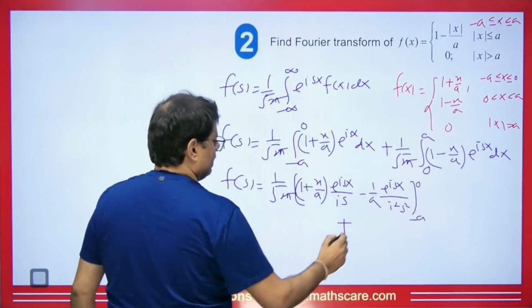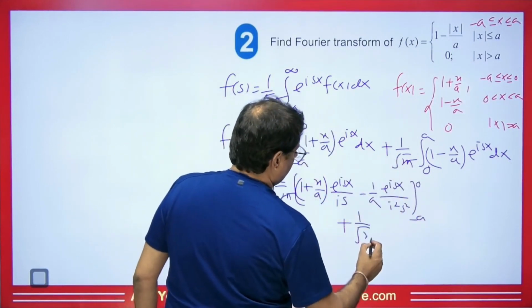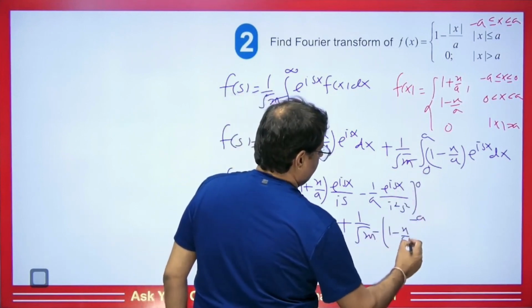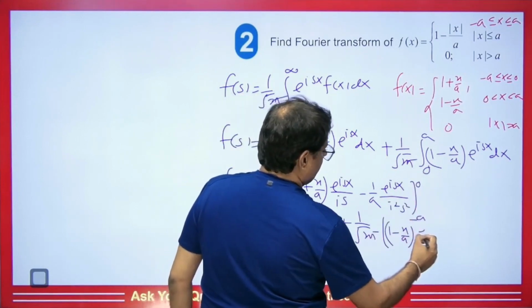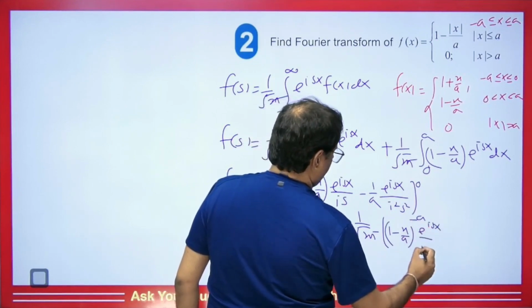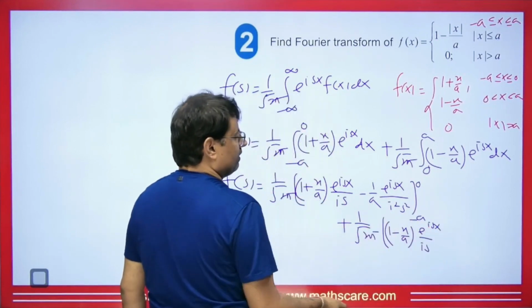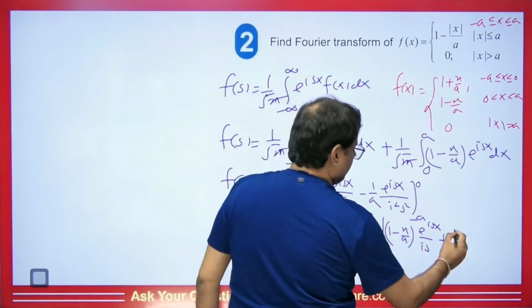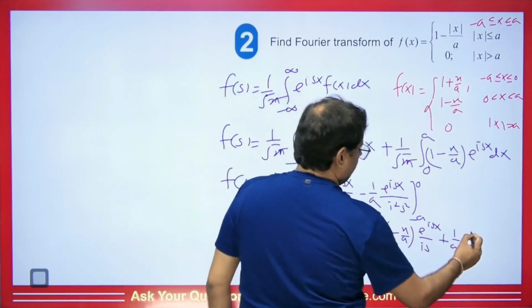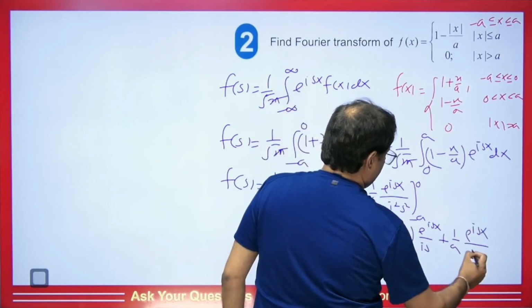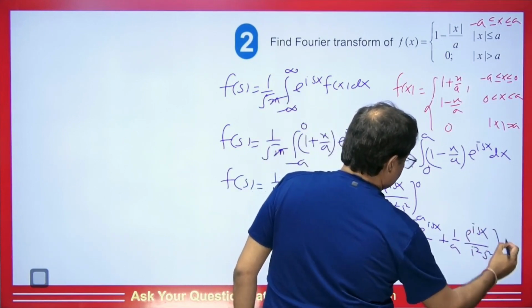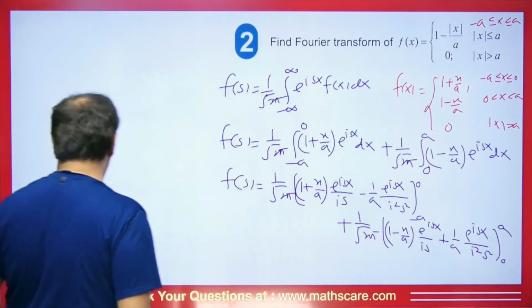In the same way, we get 1 upon root 2 pi. When we integrate this, 1 minus x by a is left, and here we will get e raised to the power of iota s x divided by iota s. When we take its derivative, it will be minus 1 upon a, and these two minus signs will become a plus. This will be e to the power of iota s x upon iota square s square, and here the limit is 0 to a. You just need to understand this.